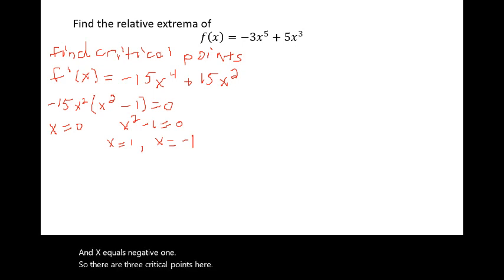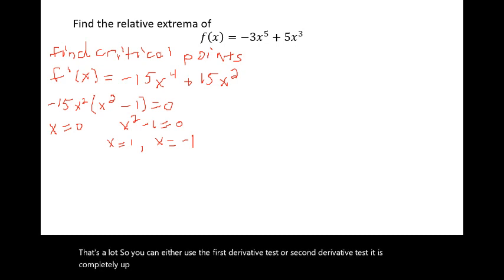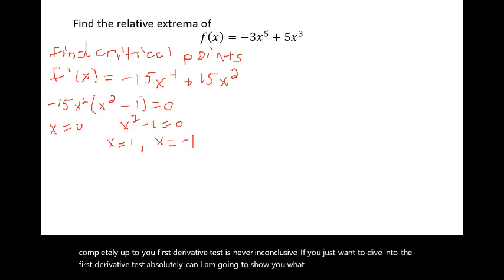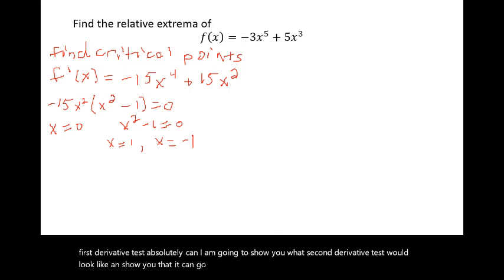That's a lot. So you can either use the first derivative test or second derivative test. It is completely up to you. First derivative test is never inconclusive, so if you just want to dive into the first derivative test, you absolutely can. I am going to show you what second derivative test would look like and show you that it can go really quickly if you used it.